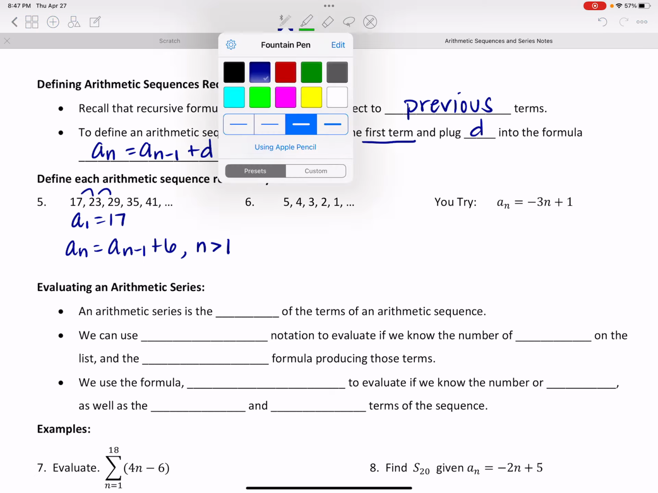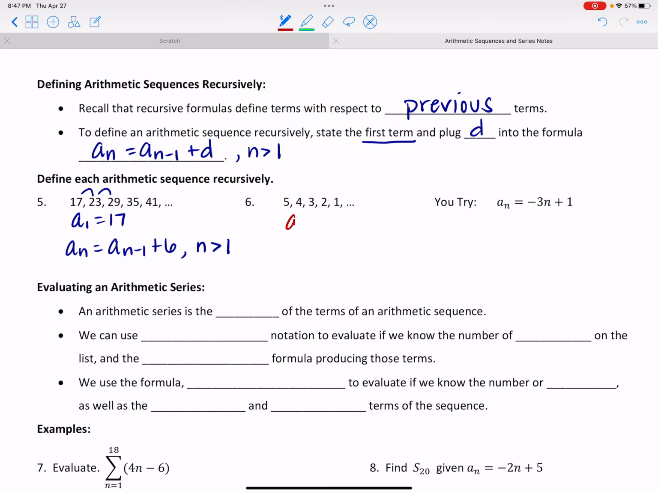And then the same thing here. I would say a sub 1 is equal to 5, and then any other term on this list would be the previous term minus 1. So we're subtracting 1 to get from one number to the next here. And again, this would be minus 1. This would be for n greater than 1.